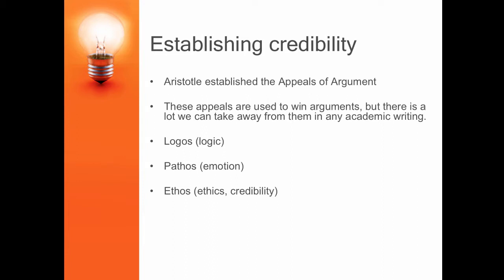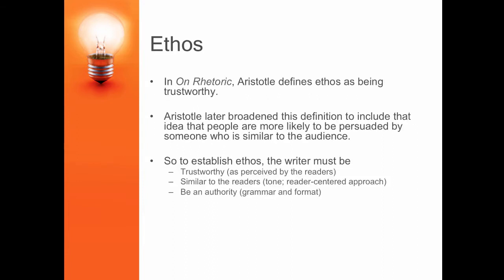Aristotle wrote that there were three ways that people won arguments. In that, he's speaking of speeches and oratory events, but these can also be translated into academic writing. So the three appeals of argument are logos, which means logic, pathos, which means emotion, and ethos, which means ethics and credibility. For this lesson, we're going to concentrate on ethos.